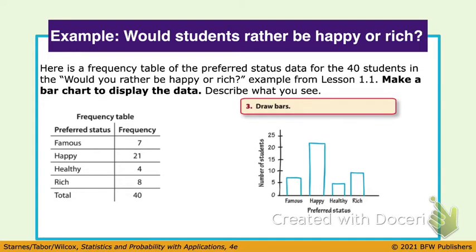Do you guys have any questions on how to make a bar chart? Yes, ma'am. How did you know to put preferred status on the x-axis? So we're always going to put our categories on the x-axis, and on the y-axis is going to be either our frequencies or our percentages. It's either frequency or percentage, so that tells us how tall we want to make the bar. So yeah, the particular categories go on the x-axis always. Any other questions about this bar chart?